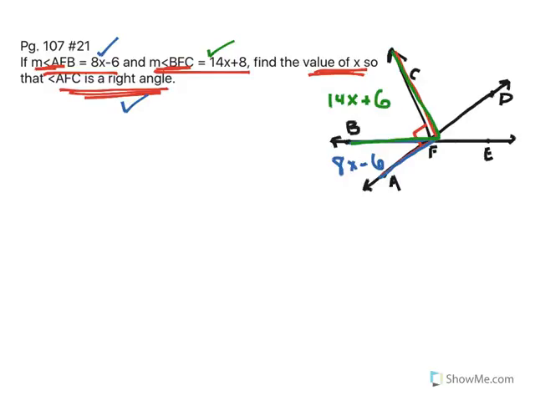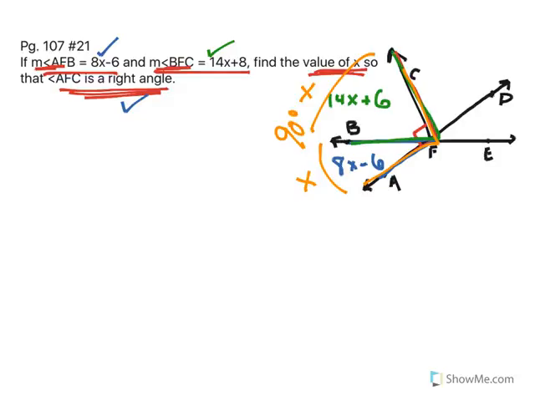So based off of the figure, and this is why drawing the figure is so important, I know exactly what to do. I have to add angle AFB and BFC and set them equal to 90 in order to solve for x, because I know that AFC is 90 degrees. So this whole thing is what I'm trying to find.